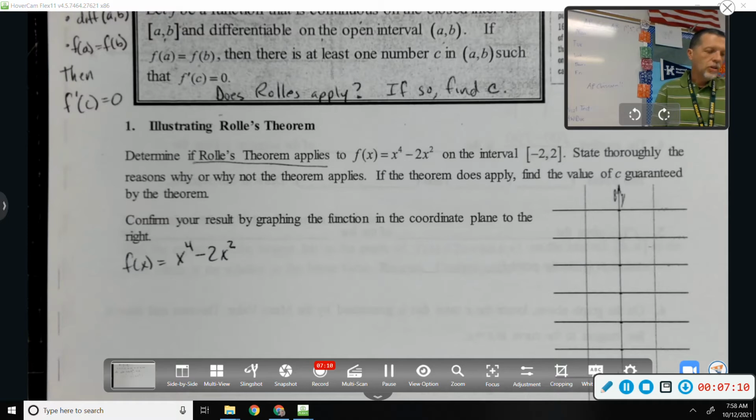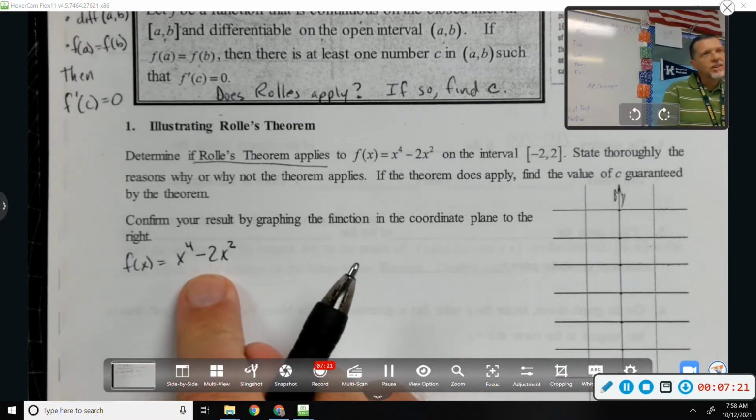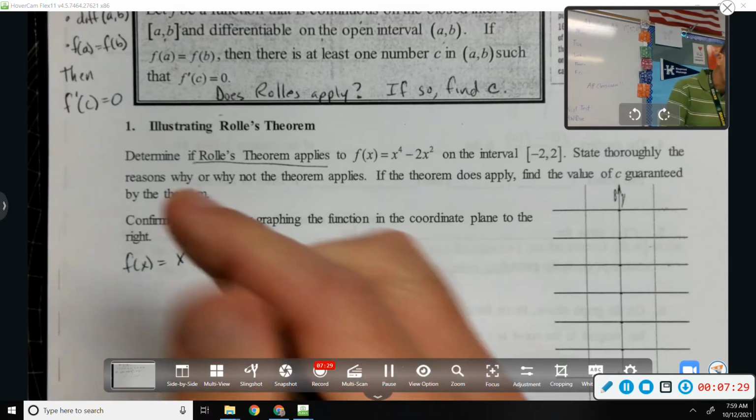All right, I don't know what that looks like, but I think I can make conclusions about continuity and differentiability. Do you think this thing is continuous? And if so, why? And if not, why not? Yes. Why is it continuous? It's a polynomial.